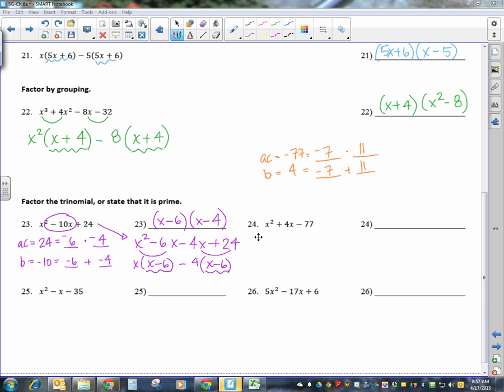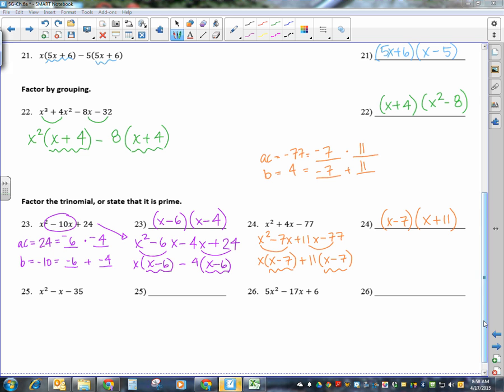So I'm good to set up my grouping, which is x squared minus 7x plus 11x minus 77. And I'm grouping this and this, which gives me x times x minus 7 plus 11 and x minus 7 and 11x, 11 times negative 7, so I got that right. This is my common factor, x minus 7 and x plus 11.